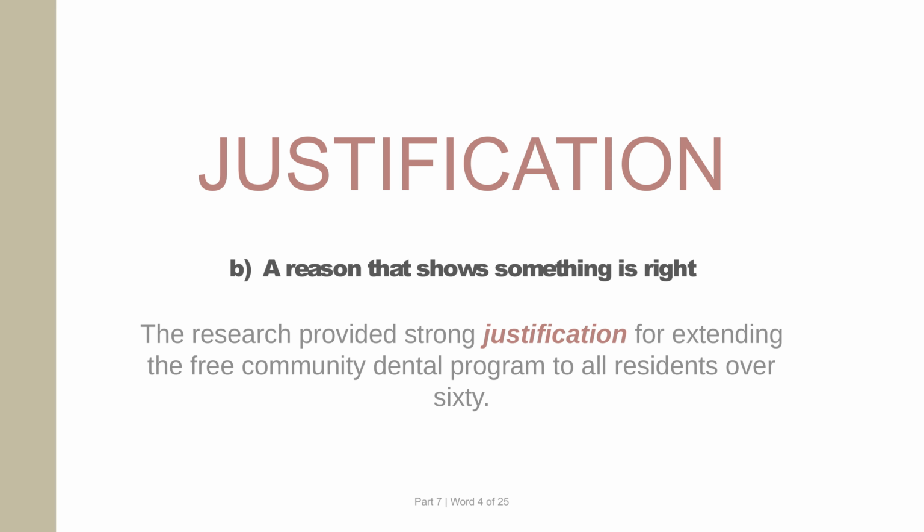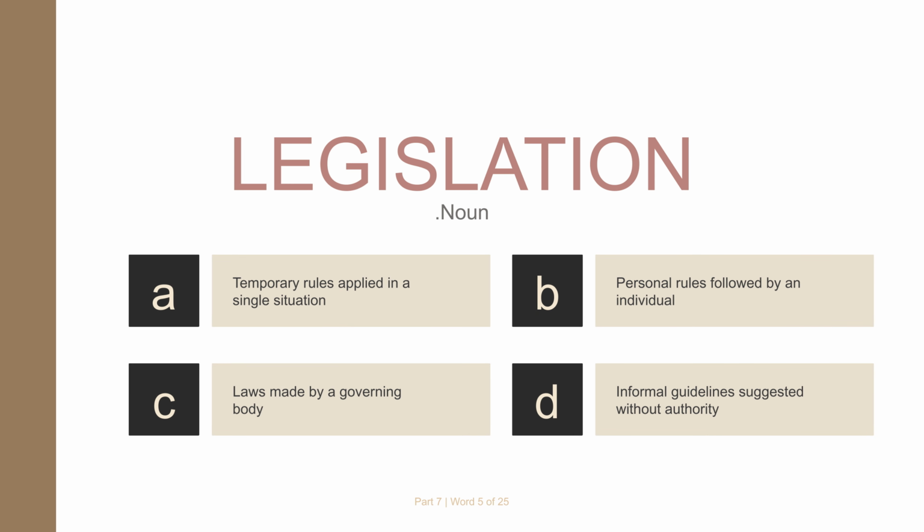Question 5. What is the meaning of legislation? Option A. Temporary rules applied in a single situation. Option B. Personal rules followed by an individual. Option C. Laws made by a governing body. Option D. Informal guidelines suggested without authority.